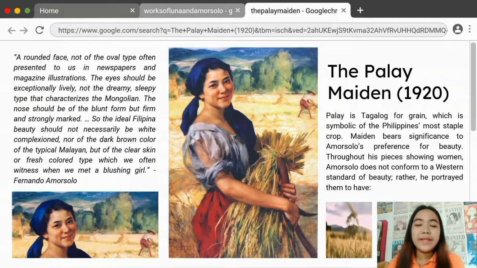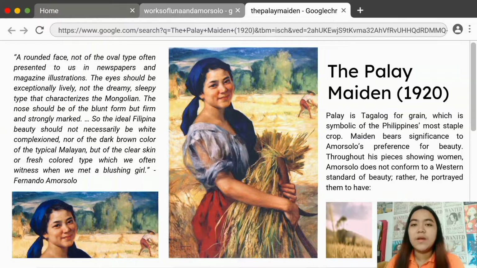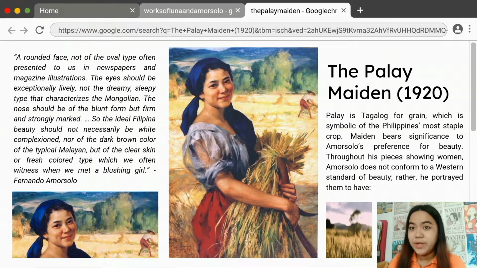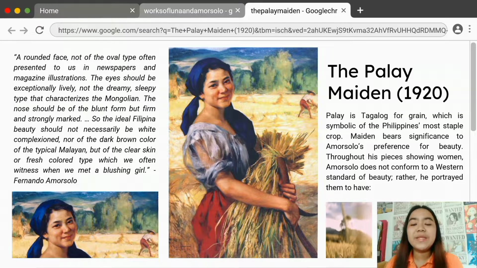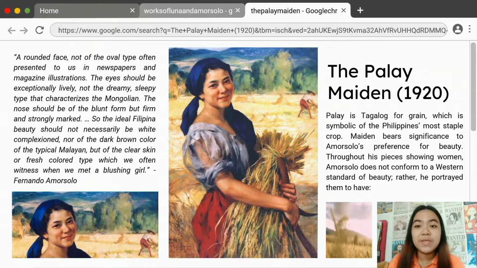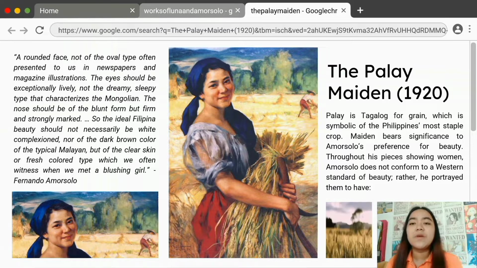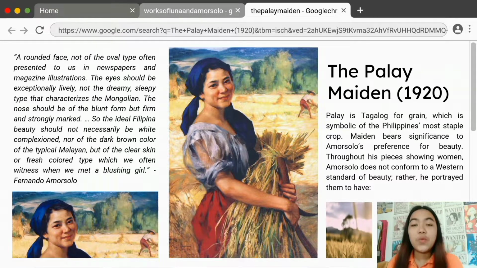The Palay Maiden, 1920. Palay is Tagalog for grain, which is symbolic of the Philippines' most staple crop. Rice has been a staple food for ages, used for consumption. Maiden bears significance to Amorsolo's preference for beauty. Because throughout his pieces showing women, Amorsolo does not conform to a Western standard of beauty.